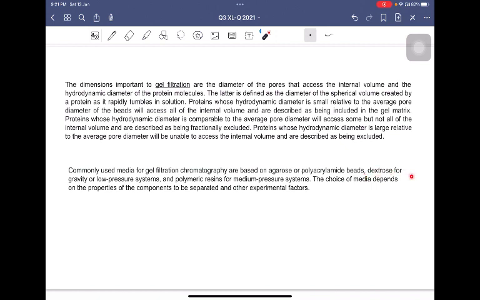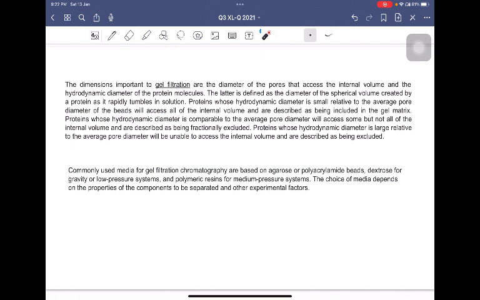Now, commonly used resins for gel filtration chromatography are based on agarose or polyacrylamide beads. It can be dextrose for gravity or low pressure systems, and polymeric resins for medium pressure systems. So, depending on the chromatographic system that we are using, we can use particular types of gel filtration resins. And the choice of the resin depends on the properties of the components to be separated and other experimental factors.